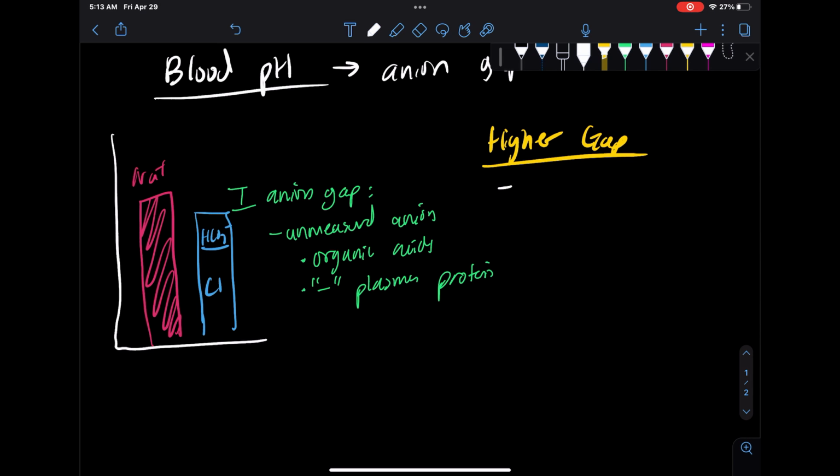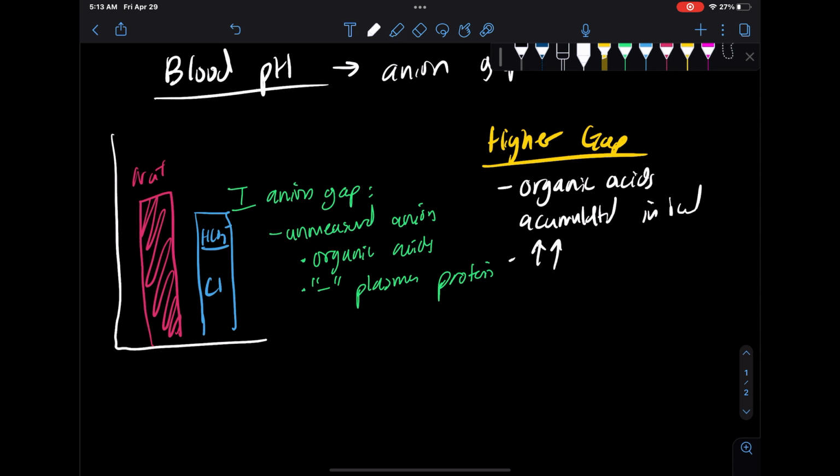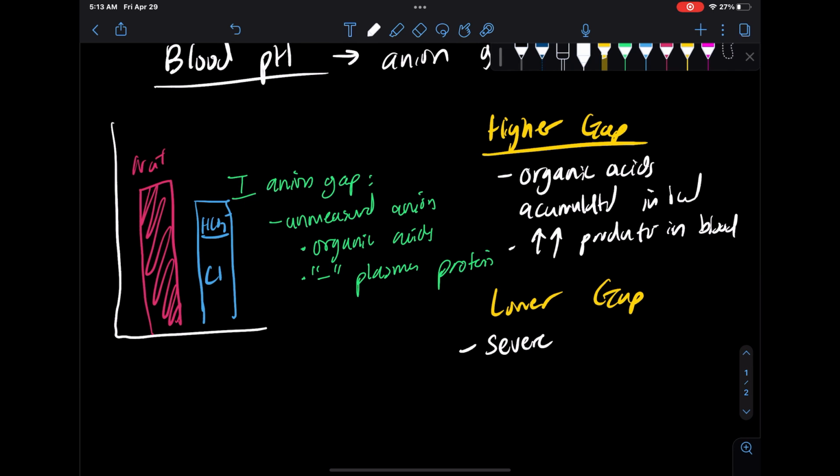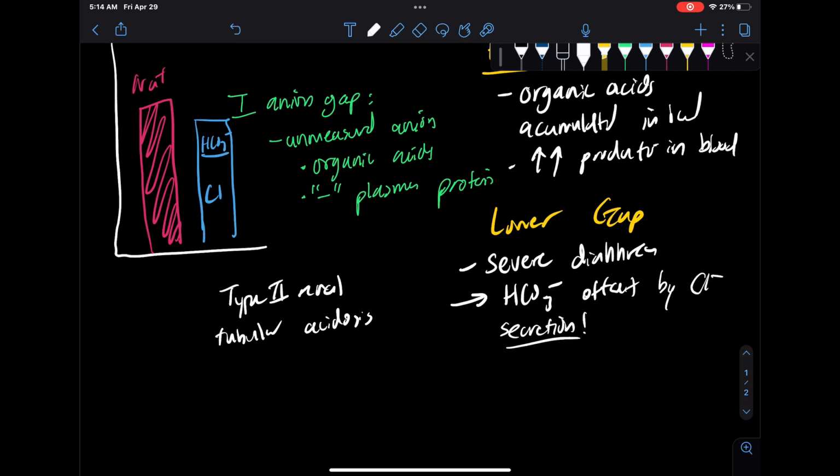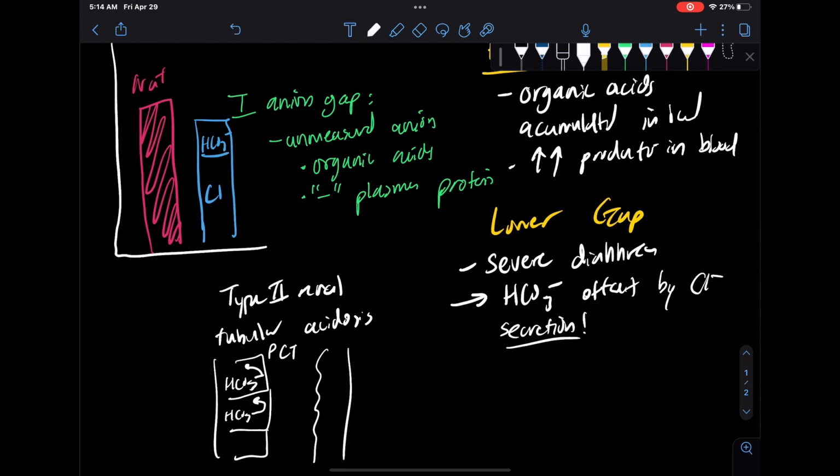Metabolic acidosis can be broken down into two categories, based on whether the anion gap is high or normal. In the first category, the metabolic acidosis is a high anion gap, and here the bicarbonate ion concentration decreases, and this is often caused by organic acids accumulating in the blood. The second type is the normal gap, and this is often caused by severe diarrhea, as well as type 2 renal tubular acidosis. Here, the HCO3 is replaced by the Cl- that is secreted, and even though the anion gap is normal, there's a larger amount of chloride compared to bicarbonate.